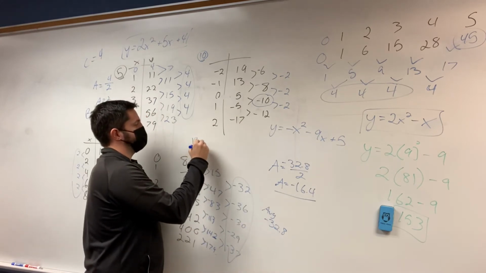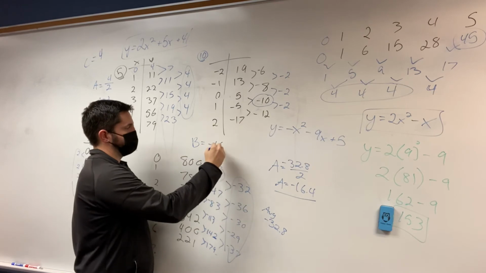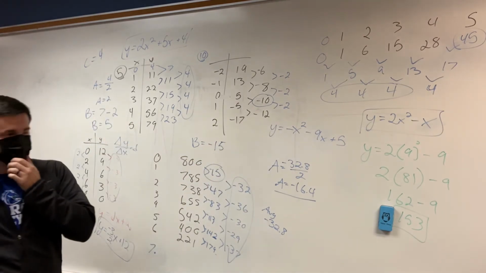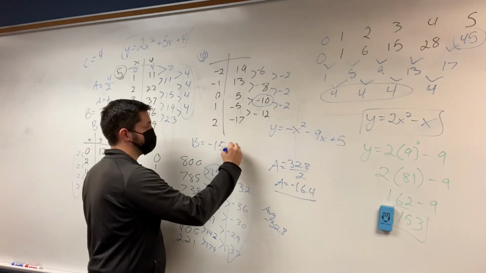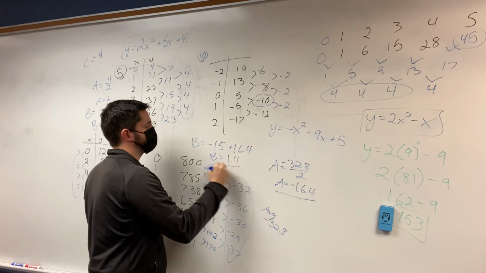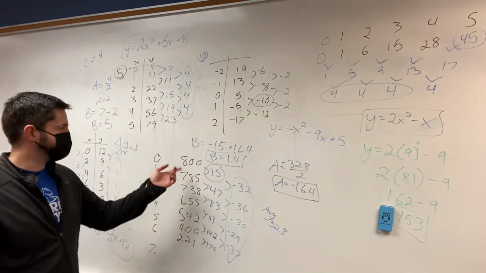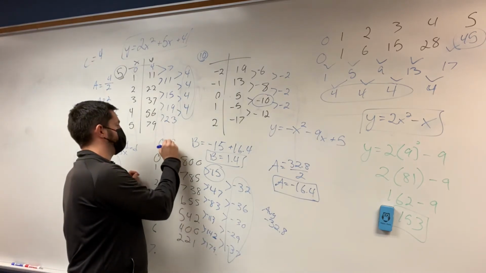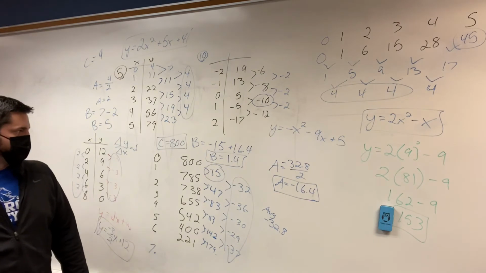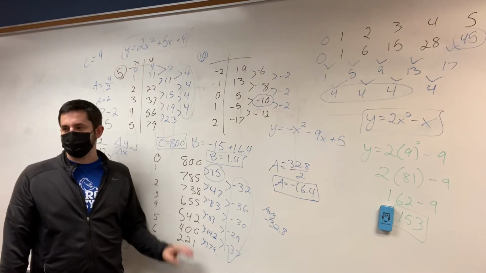The B value is negative 15, because it's the first difference. Negative 15 minus A, which means plus 16.4. So then B is 1.4. And C, good old C, is your 800, A sub 0.